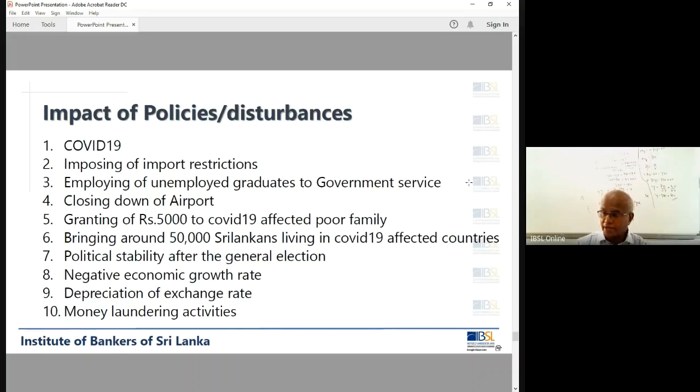When almost all the items are imported items, our cost of living also goes up. The prices are going up. So these are the activities, right?